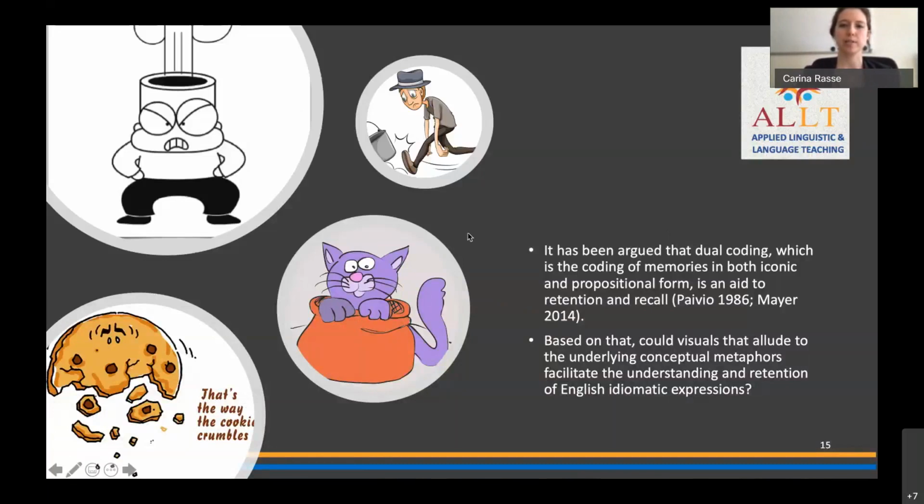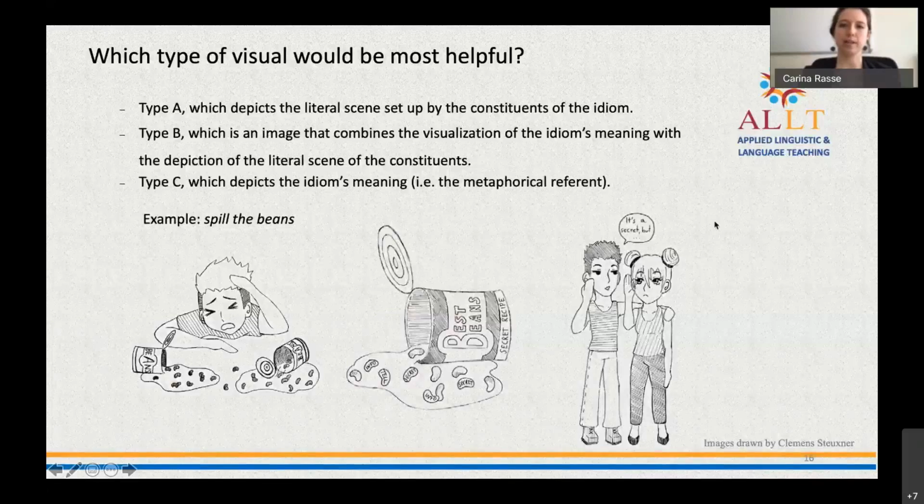What I propose is that there are three ways of depicting and visualizing an idiomatic expression. These images were drawn by one of my students, Clemens Stoixner. As an example, we had spill the beans. What should the visual actually depict? Should it be just the literal meaning, so someone has spilled the beans?